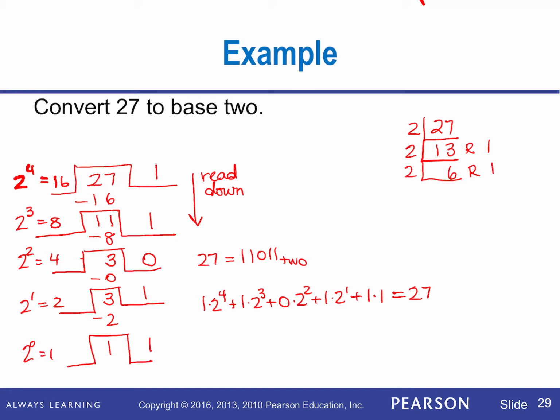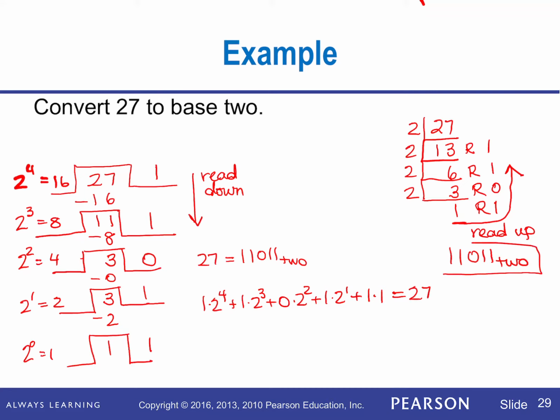I'm going to divide this by 2. I get 3, and with a remainder of 0. I'm going to divide 3 by 2. I get 1 with a remainder of 1. And now I can't divide by 2 anymore. So I'm going to start with this number and I'm going to read that way. So I'm going to read up, not down. And so what I get is 11011 base 2 is equal to 27.